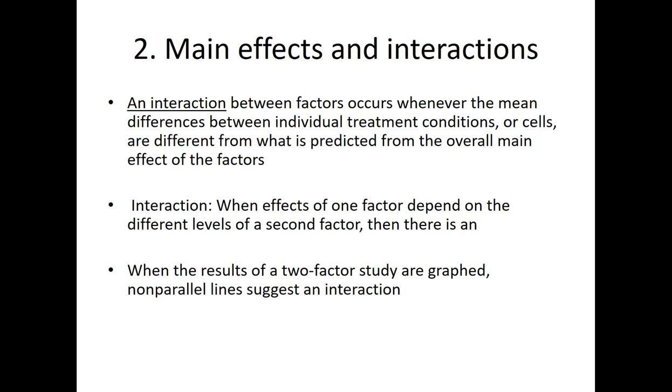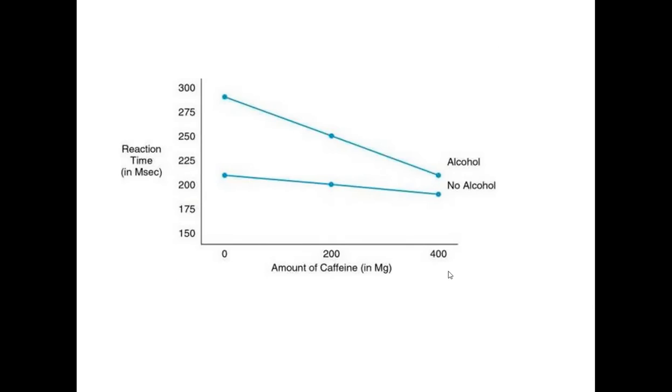Now, an interaction is what happens when the results of one independent variable have an influence on the other independent variable. In other words, it's not what you would predict just from the overall main effects. So an interaction, in other words, is what happens when the effects of one factor depend on different levels of a second factor. That's what we see here in this graph. We see that the effect of alcohol depends on caffeine, or you could put it the other way. The effect of caffeine depends on alcohol.